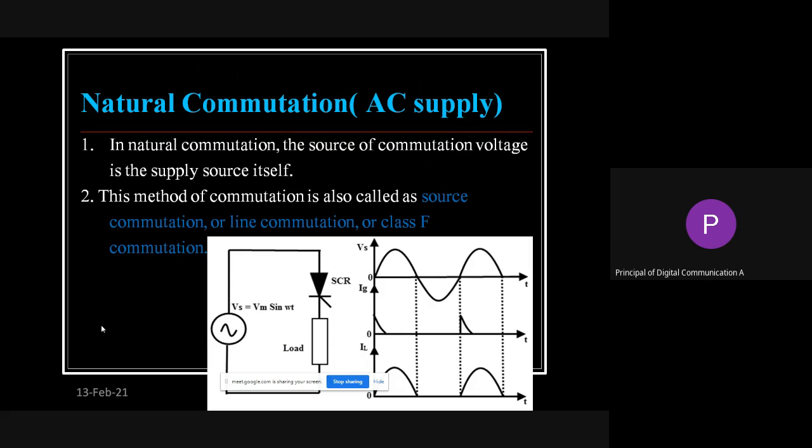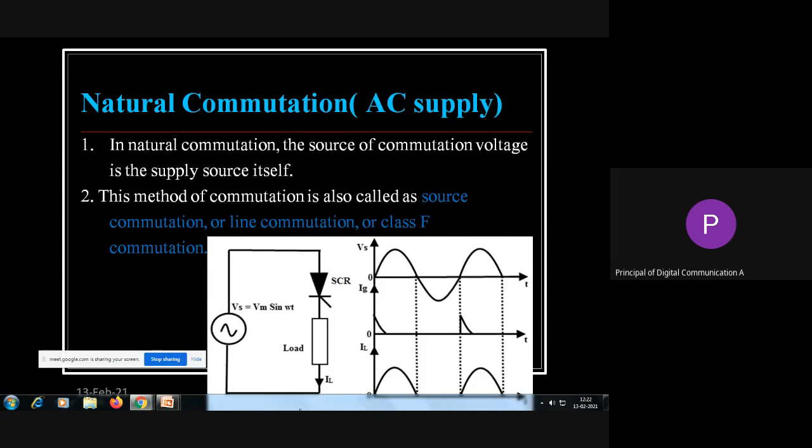So first, it is the natural commutation, which is applicable when the input supply is AC. Input supply is AC. So in natural commutation, what is happening? The source of commutation voltage is the supply source itself. So as it has been shown in the diagram, so you can see it.